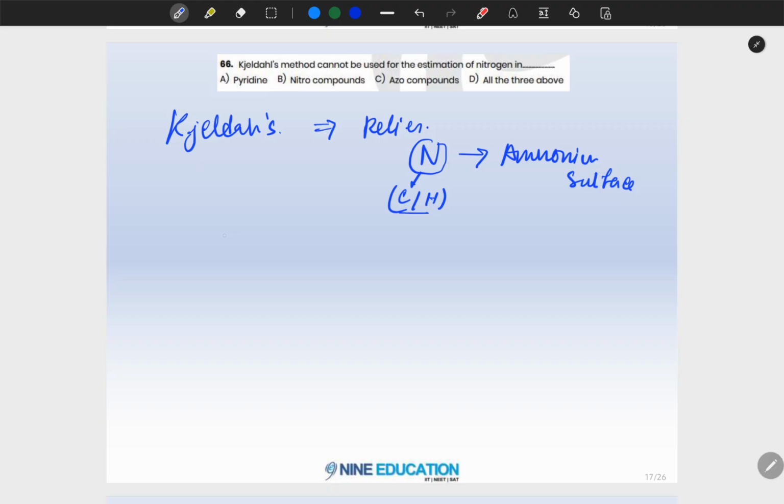Now in case of pyridine or nitro compounds, nitrogen is present inside the ring. In pyridine, nitrogen is present inside the ring. And in nitro compounds, nitrogen is attached with oxygen. And in azo compounds, nitrogen is attached with another nitrogen. So in this type of bond, in which the nitrogen orientation is not proper, conversion of this nitrogen into ammonium sulfate is not that favorable.